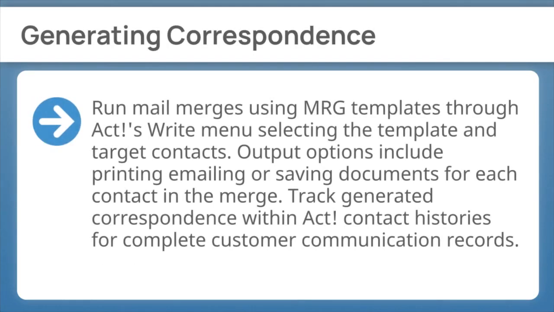Finally, generating correspondence. Run mail merges using MRG templates through Act's right menu, selecting the template and target contacts. Output options include printing, emailing, or saving documents for each contact in the merge. Track generated correspondence within Act contact histories for complete customer communication records.